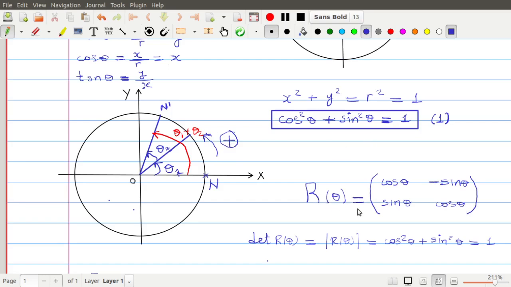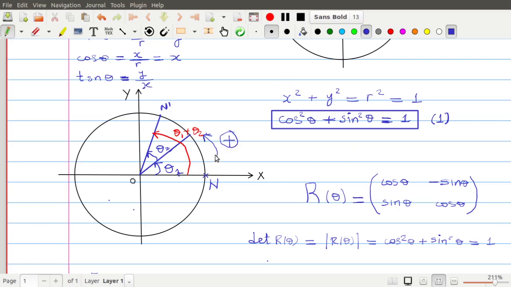We can compute the determinant of this by taking the cross like that. Cosine times cosine, that is cosine squared theta, minus sine theta times negative sine theta, which gives us plus sine squared theta. We know that cosine squared theta plus sine squared theta is equal to 1. So this is the determinant of a rotation matrix. It is positive 1. For a symmetry it will be negative 1, but that's not the concern of today.